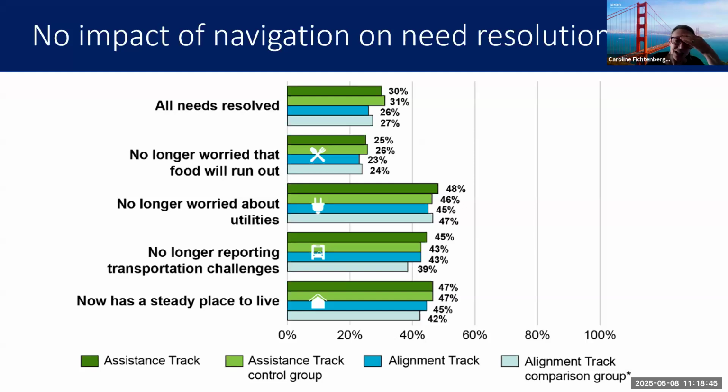And there's a suggestion that this might have been because food is something that you may address in one month, but if you don't have help again, food insecurity is likely to come back. So I think that's one of the reasons why that percentage is so low. And then the other thing is that, again, the small differences you've seen between the 2 green bars and the 2 blue bars were not statistically significant. So again, according to the survey, no impact of navigation on need resolution, either in the assistance or the alignment track.